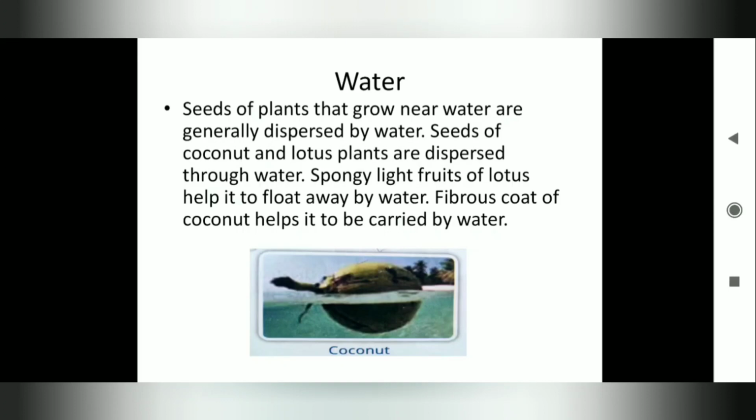Seed dispersal by water. Seeds of plants that grow near water are generally dispersed by water. Like seeds of the coconut or lotus plant are dispersed through water. Spongy light fruits of lotus help it to float away by water. The fibrous coat of coconut helps it to be carried by water.